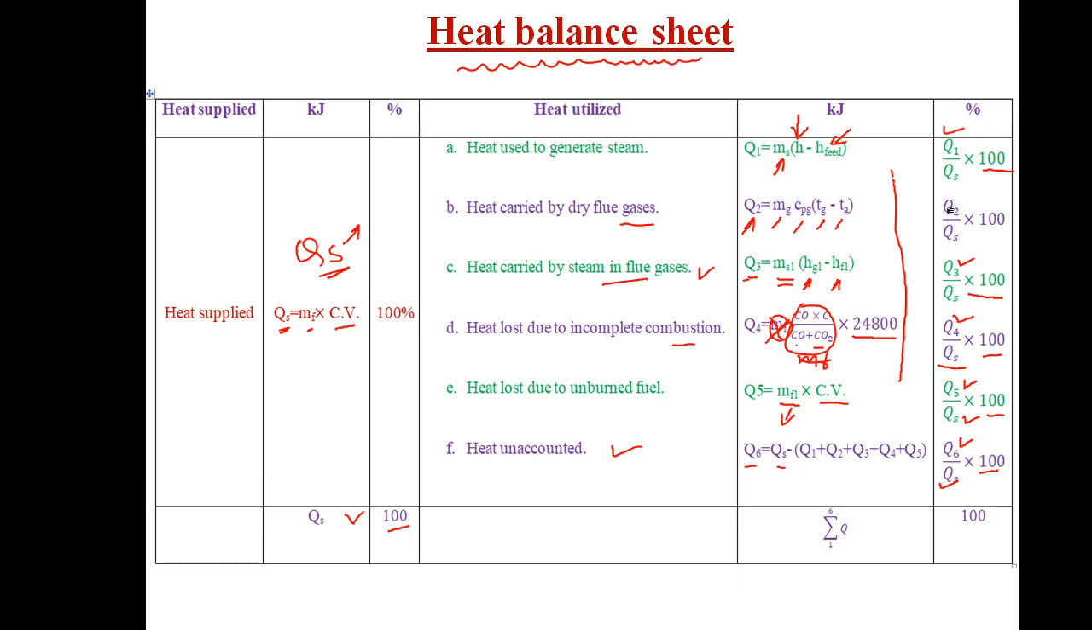If we add the first percentage, second, third, fourth, fifth, sixth, everything, then it will be 100%. This will be equal to the amount of heat liberated by combustion of fuel. So here we say that it is balanced. The amount of heat supplied is equal to the amount of heat utilized. So everything is accounted. Therefore we call this process the heat balance of a steam generator, that is, the boiler.